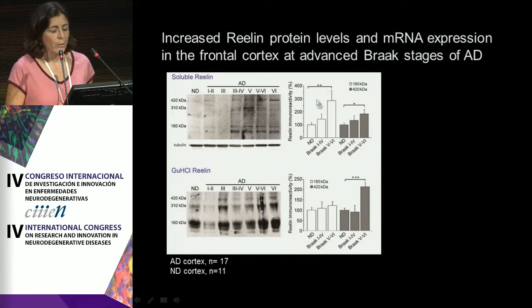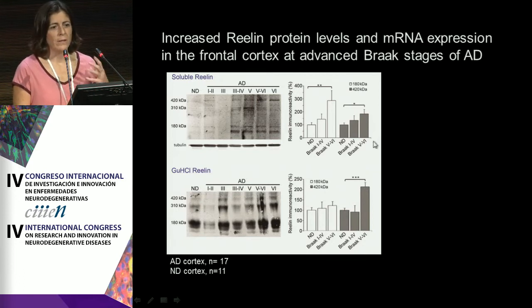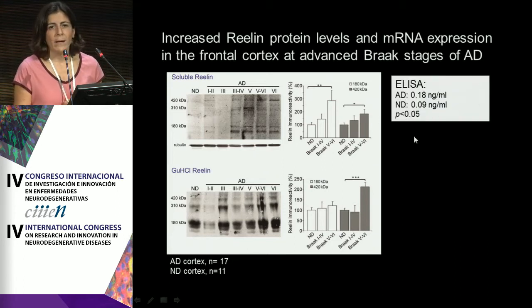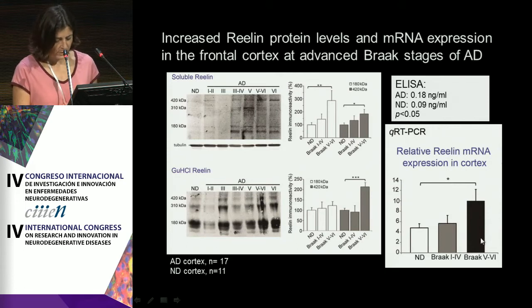And what we have seen is that Reelin is increased in Alzheimer's in soluble fractions and also in the insoluble Reelin, which is in the pellet and was solubilized with guanidine. As you can see here, it is specifically at late Braak stages where we can find this higher level of Reelin. These stages correspond to the moment when the tangles reach higher areas of the neocortex, such as the frontal cortex, and in our case, occipital and parietal neocortex. We also did quantitative assays such as ELISA, and we have the same results. We have more Reelin in Alzheimer's disease, and also the expression of the Reelin mRNA is higher in Alzheimer's than in control, and again at these late plaque stages.